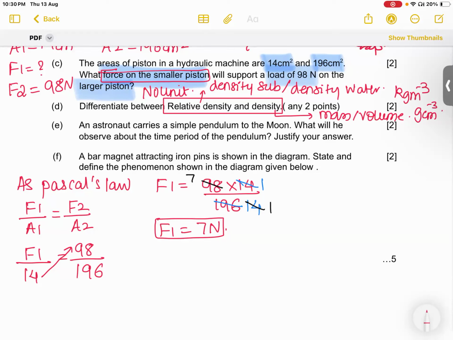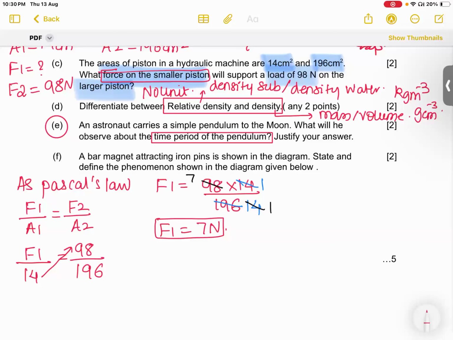Okay, next, guys, question number E. The question is: an astronaut carries a simple pendulum to the moon. What will he observe about the time period of the simple pendulum? Wow, this is a nice question. So focus and understand, guys.